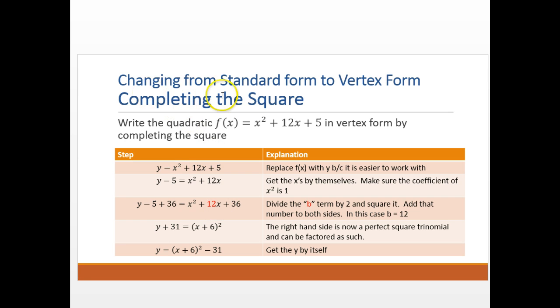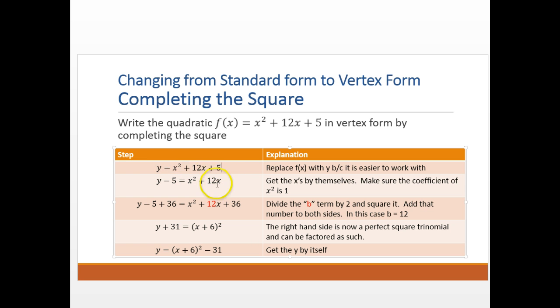Let's talk about what's called completing the square. We want to take this quadratic, f of x equals x squared plus 12x plus 5, and write it in vertex form by completing the square. If we start out by replacing the f of x with y, simply because it's easier to write, we have y equals x squared plus 12x plus 5.